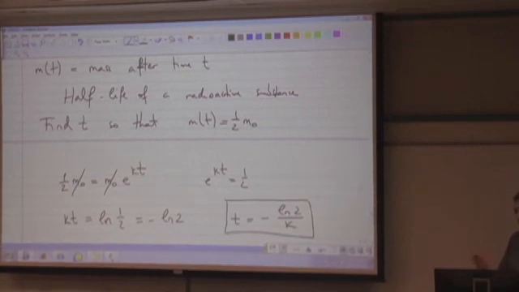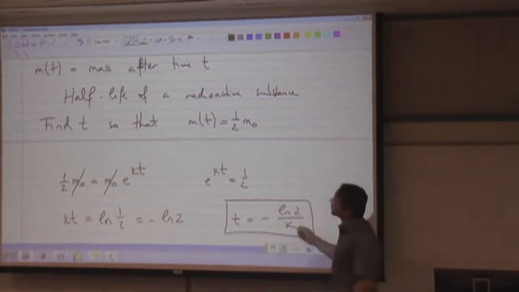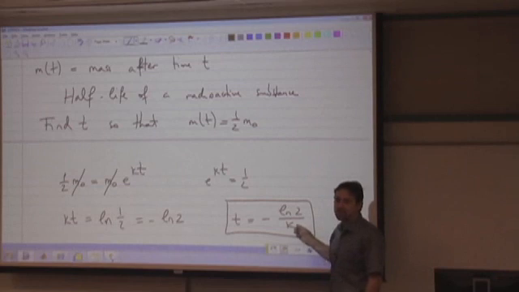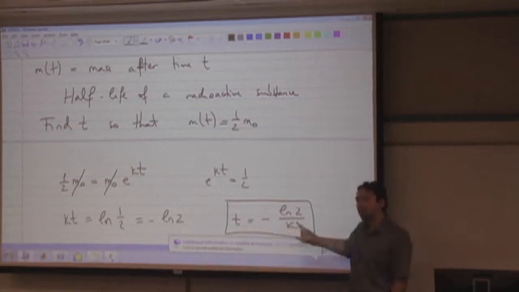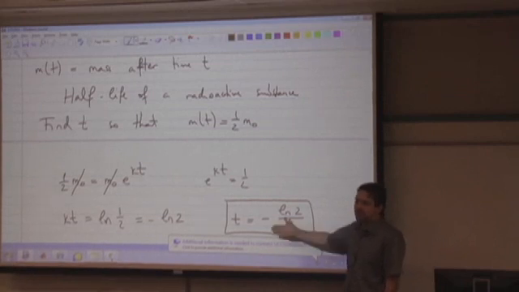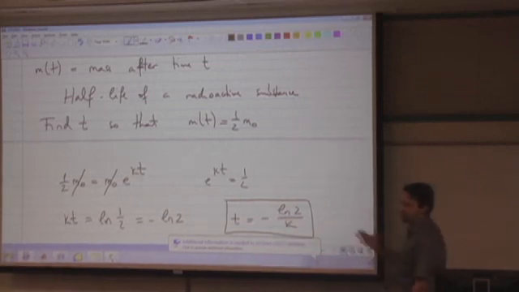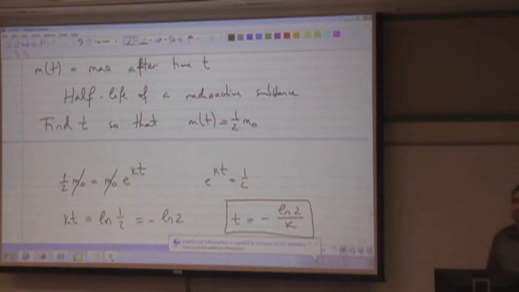Notice the key idea behind this is that we found the half-life of a radioactive substance without actually talking about what the substance is, what your initial mass is, or anything like that. The only thing that we don't know is the rate of decay. So once you're given the rate of decay, then you can figure out exactly how long it takes for the substance to get to half of its size. Is that making sense? Okay.